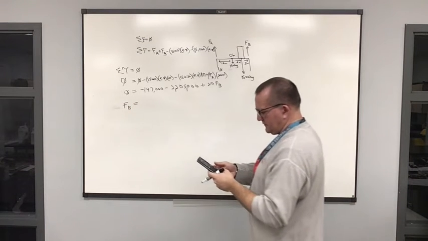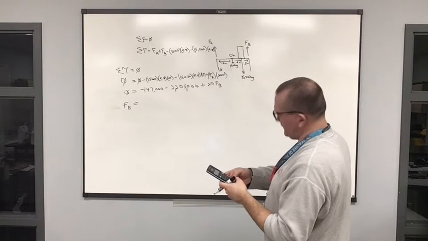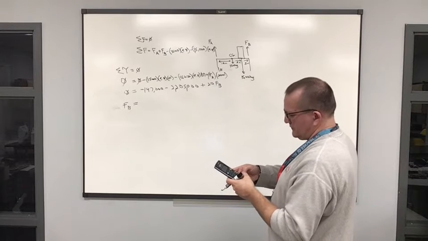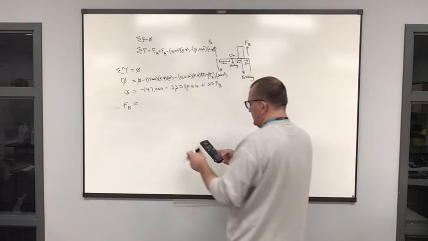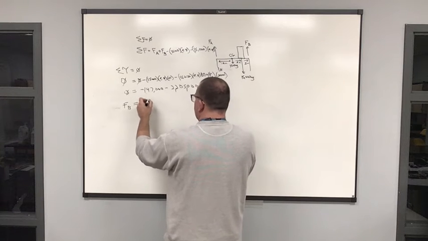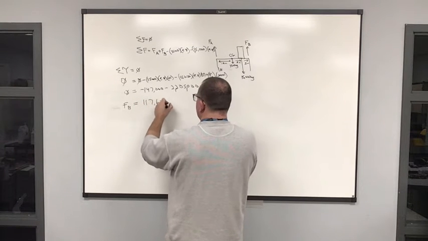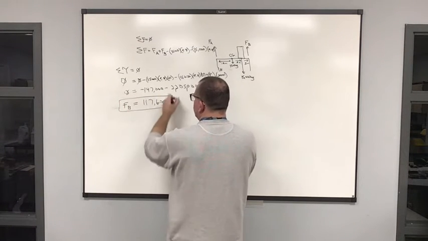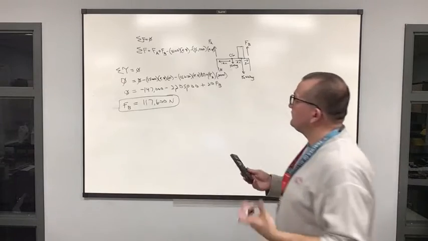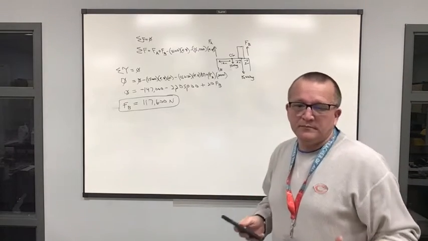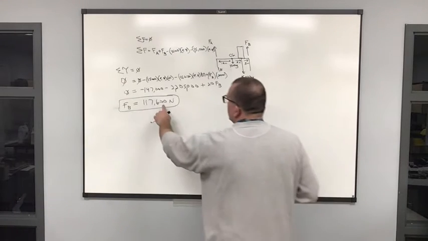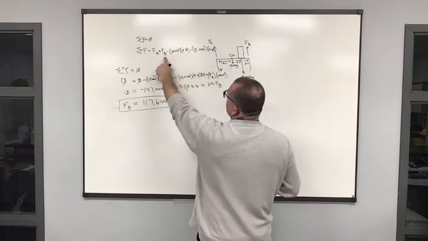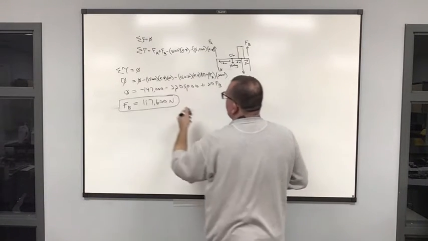You can do all of that yourself. But divide by 20, and my force on B is going to be 117,600 newtons. So I found my force B. Then all I do is take this and substitute it into here, and then I can solve for force A because my net force is equal to 0.